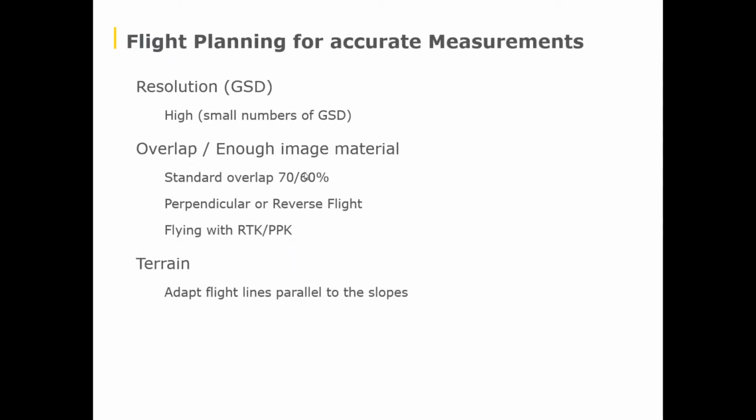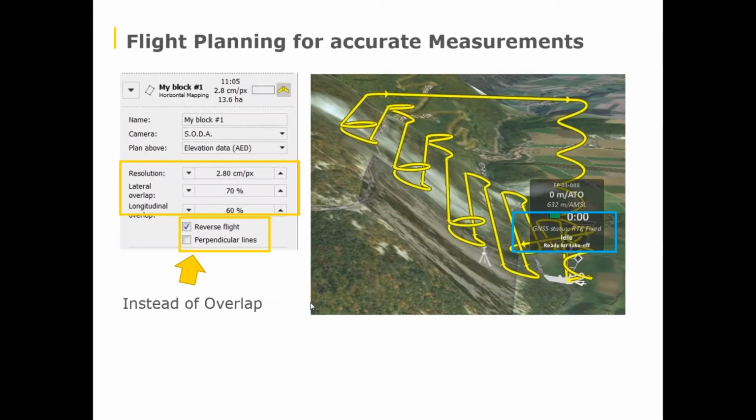Of course, we adjust the resolution. Overlap, actually, we don't need to adjust that much. eMotion has by default a 70 to 60% overlap for the SODA camera on eBee+, which is enough. What is more interesting to do than increasing the overlap is to either choose perpendicular flight lines or reverse flight lines. Of course, flying the whole mission in RTK PPK precision will also improve your data set. And don't forget to adjust your flight lines to the terrain. So if you have a slope, put your flight lines parallel to that slope.